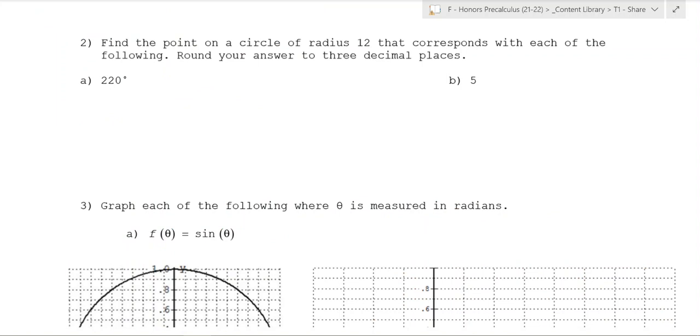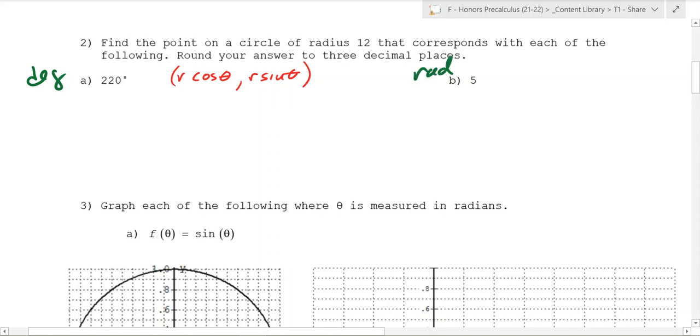So find the point on the circle of radius 12 that corresponds with each of the following. Round your answers to 3 decimal places. Well, this is just using the same formula that we just used. We have r cosine theta, comma r sine theta, and then you just have to be careful of the units. So this is degrees, and this is radians right here. So you have to use 2 different modes on your calculator. This is just going to be 12 cosine of 220 degrees and 12 sine of 220 degrees.